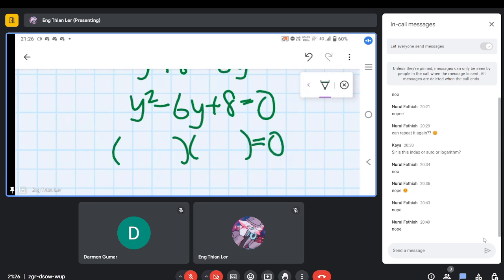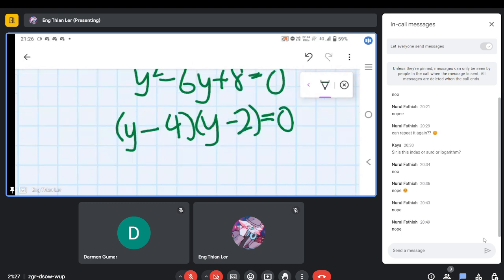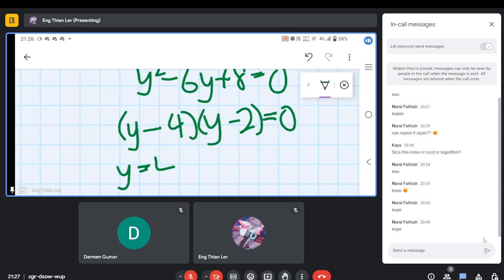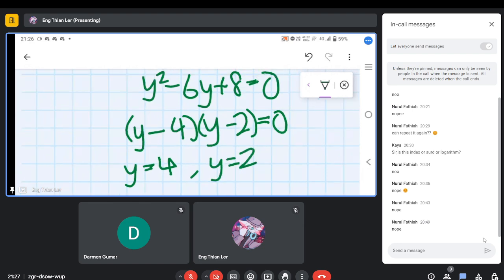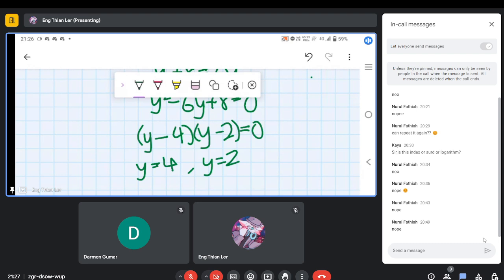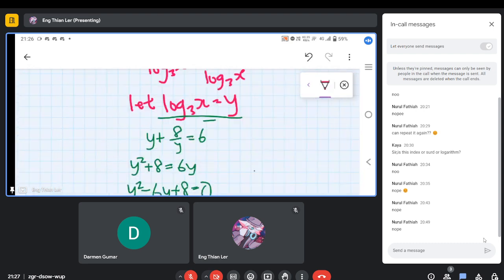So we press this on the calculator the same. A is 1, B is negative 6, C will be 8. Okay, so we know that we got y equal to 2 and y equal to 4. But we're not done yet. We need to note that y is equal to something else, which is log 3x.